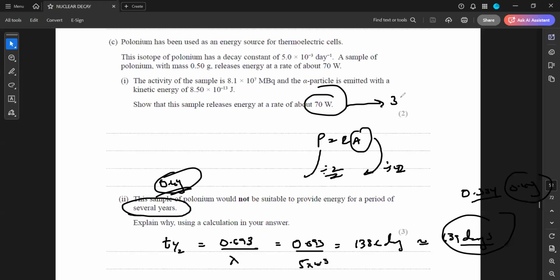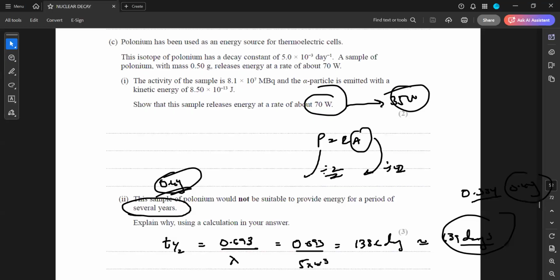The power output will reduce to 38 watt. So even within a year, as the half-life is less than a year, the activity is reduced to half or less than half. So the power of the source will also decrease. That's why this will not be suitable for use for a longer duration.